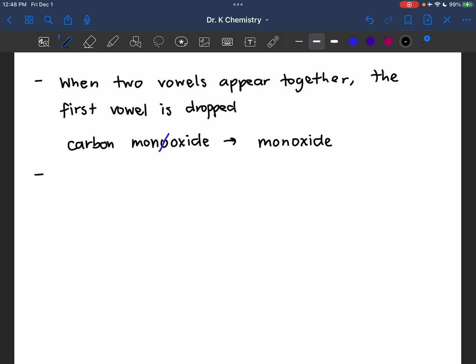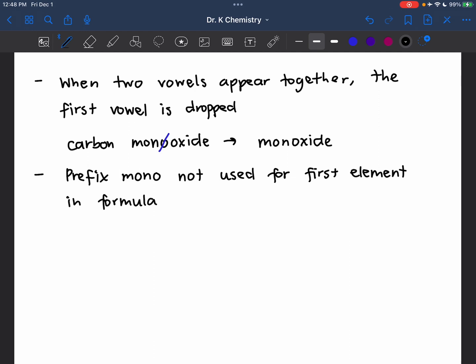One last rule, and that is that the prefix mono is not used for the first nonmetal in the formula. So the first element in the formula, even if there's only one of them, we do not use the prefix mono. For example, if we had SO2 as a formula, we would call that sulfur dioxide, not monosulfur dioxide. So for the first element, we just drop the mono.